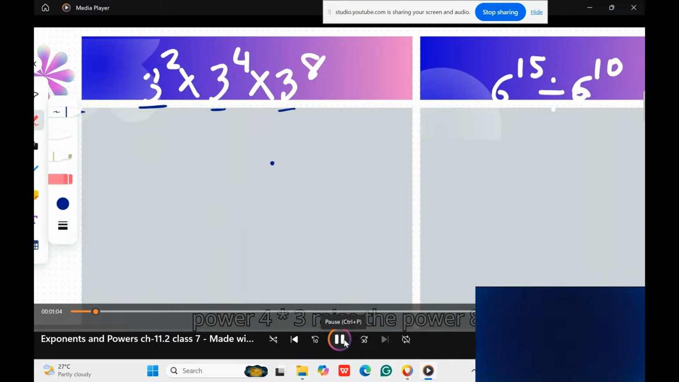Now what do you notice in this? First, there is multiplication between all the numbers, and the bases are the same. I hope you remember that exponent rules are based on multiplication or division of exponents. So this is multiplication, the bases are the same. So which rule do we apply? We apply the rule of the sum of the powers if the bases are the same. If a raised to the power m times a raised to the power n, what happens to the power? We add them up.